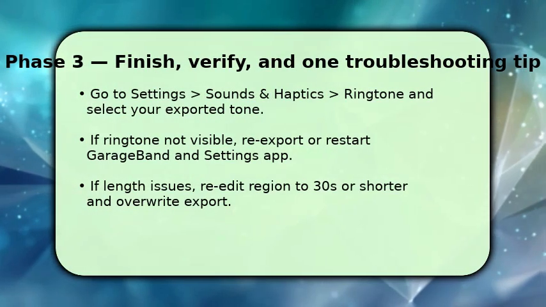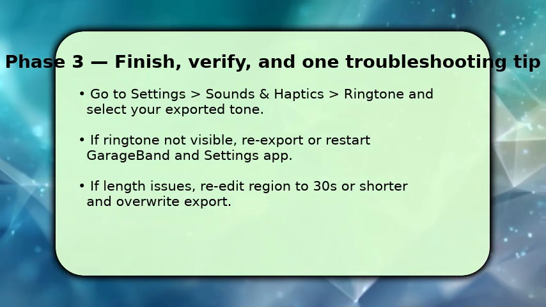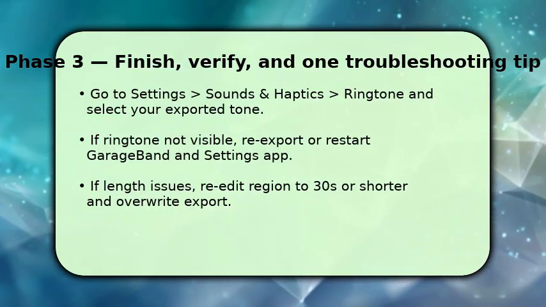Finally, assign the new tone. Open Settings, navigate to Sounds and Haptics, then Ringtone, and tap the GarageBand export you created. Once done, make sure to test by calling your number.